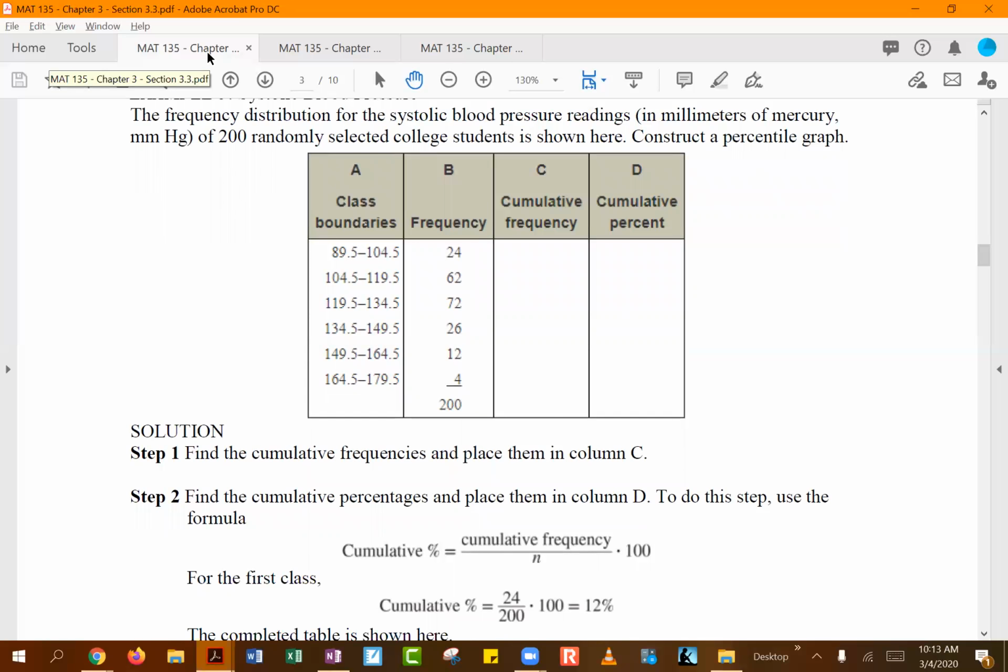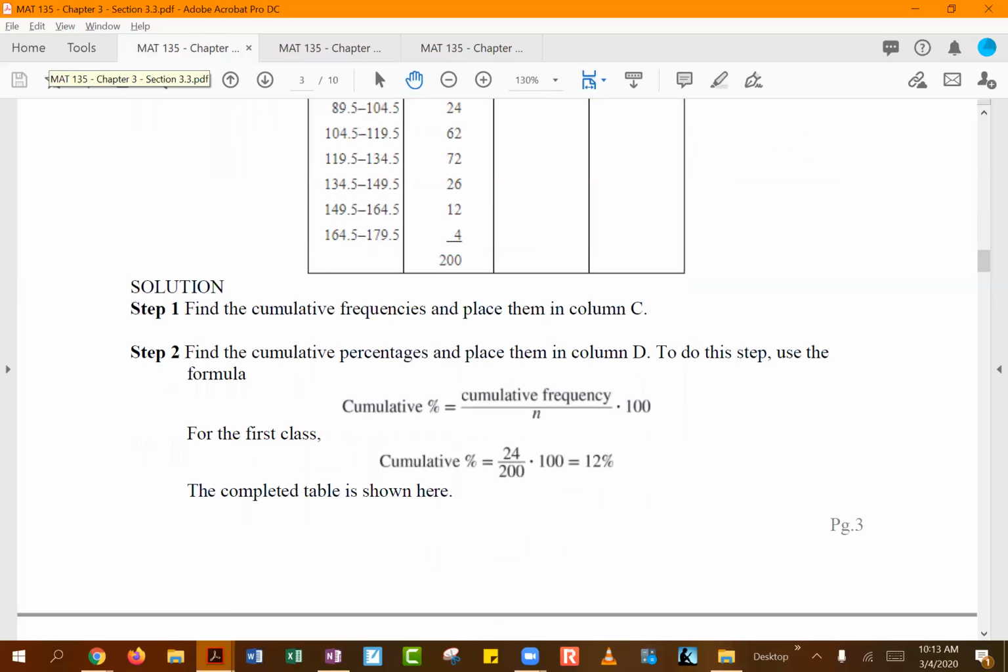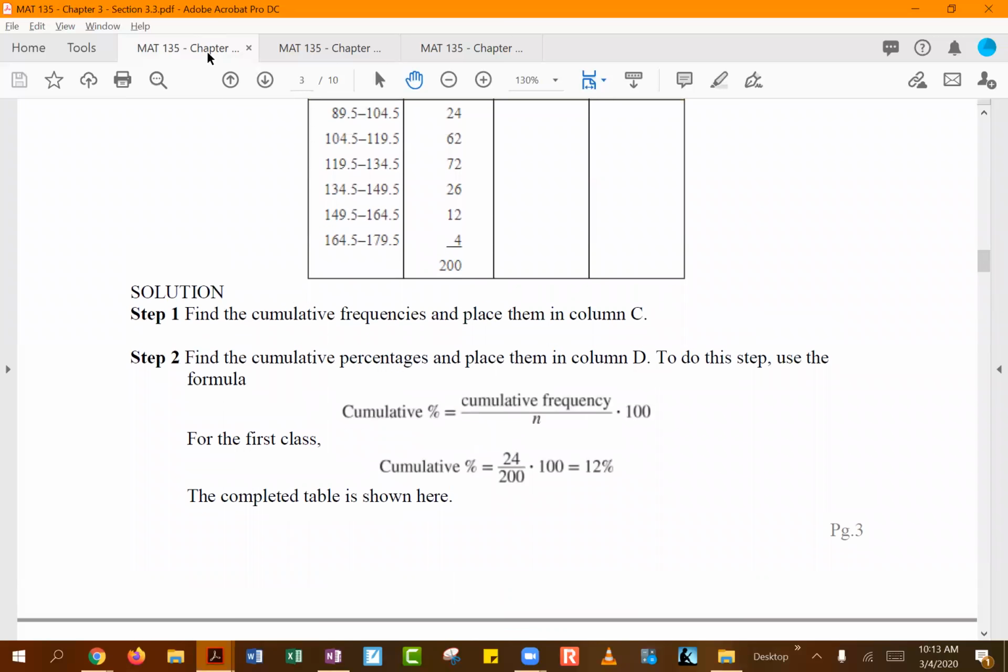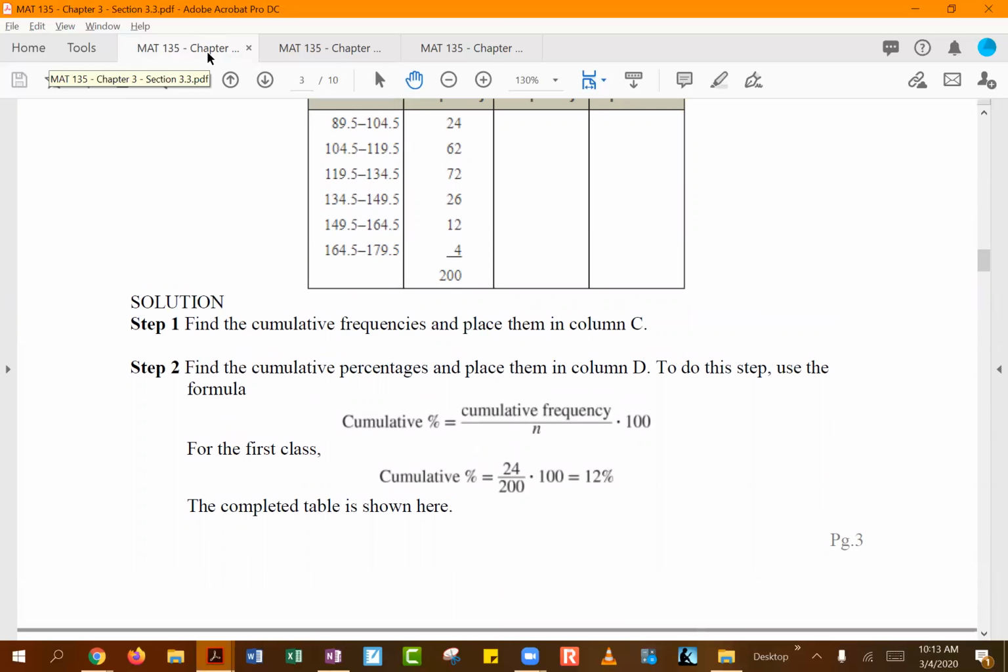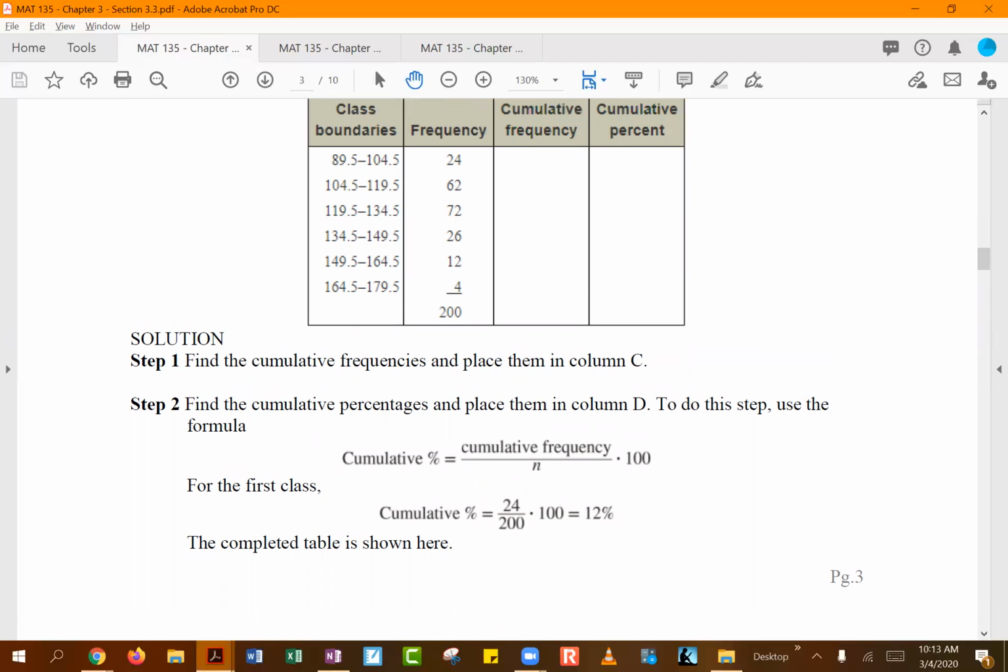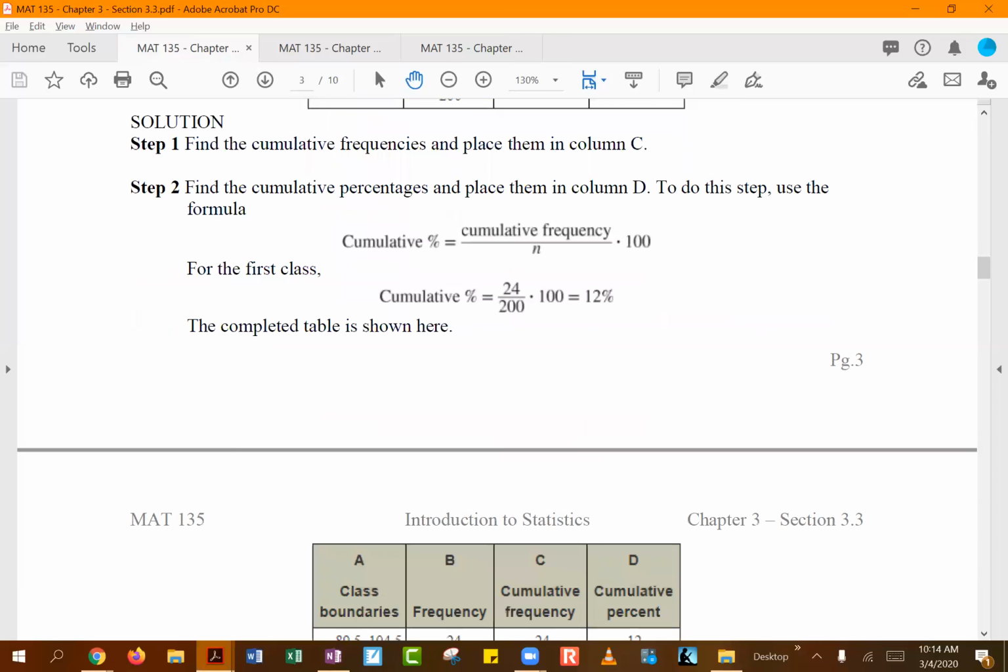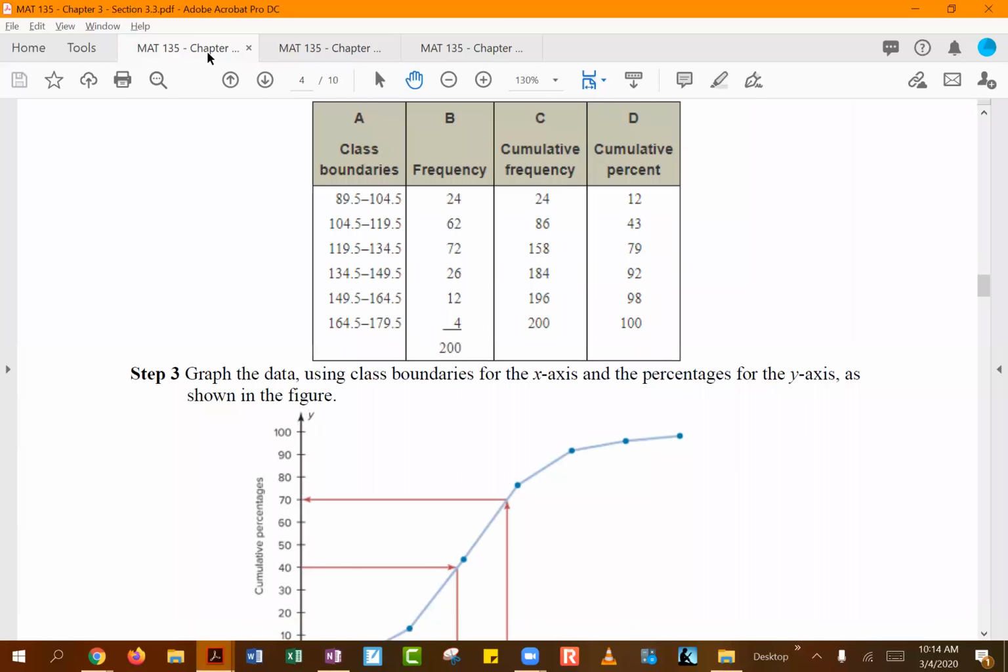We start at 0 and then we start adding frequencies, right? It would be 0 plus 24, 24 plus 62, whatever that total is, plus 72, and so on. Cumulative percent, and that's the little calculation they're showing here. You would basically take your cumulative frequency, divide by the total of your frequency column, which is the n, and then convert it to a percent by multiplying by 100. So you can kind of see that calculation right here. And then here's our completed table.